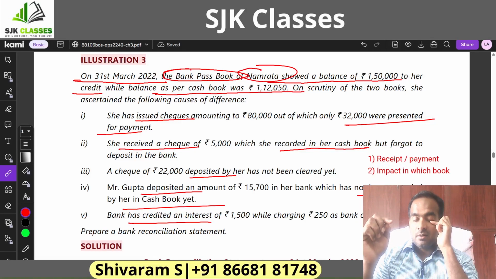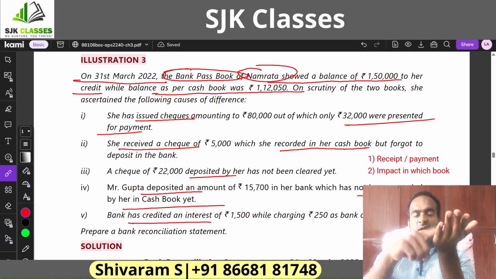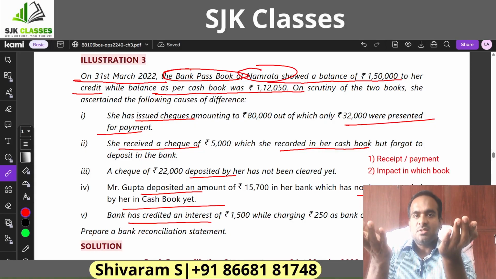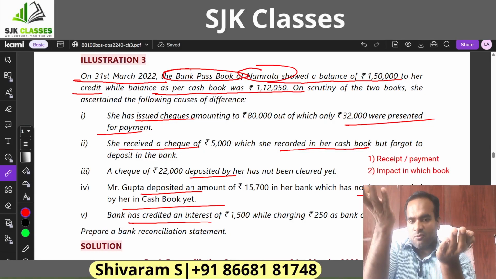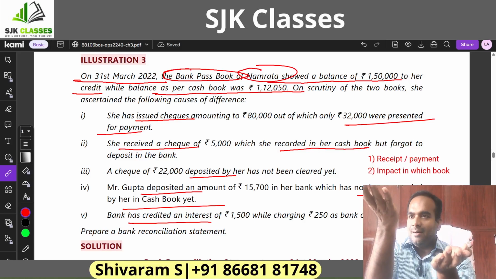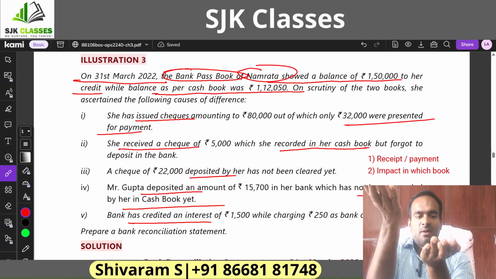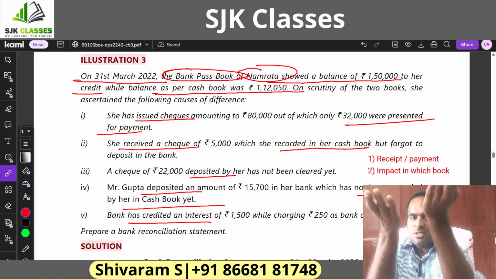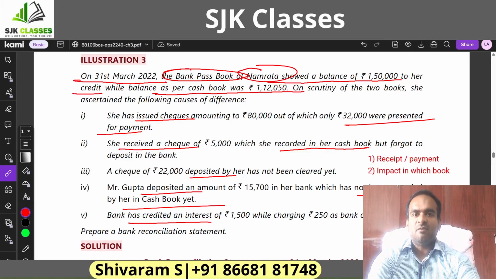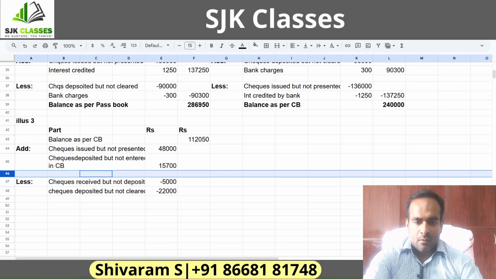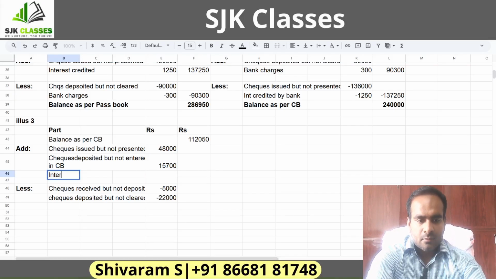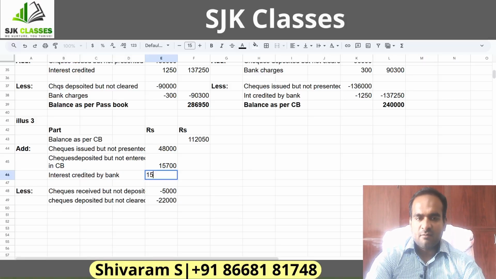A bank has credited interest, no? That means the case of receipt. Left hand is cash book, right hand passbook. So it's a case of receipt, in which book is the impact there? Passbook. Passbook will go up by 1,500 for interest. Cash book, there's no impact. Transaction movement is over, plus minus your left hand. So what you should do? You first increase your left hand. So 1,500 will be added here. So the answer: interest credited by bank, 1,500 will be added.